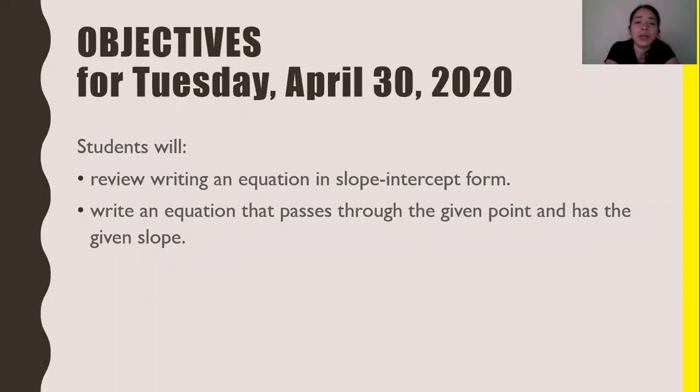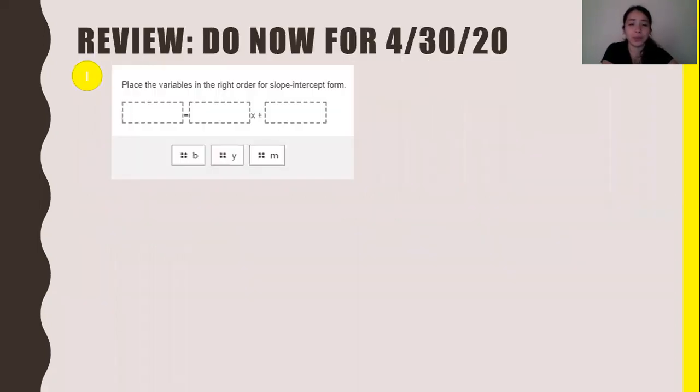Today for Tuesday, April 30th, we're going to review writing an equation in slope-intercept form. And then we're going to write an equation that passes through the given point and has the given slope.